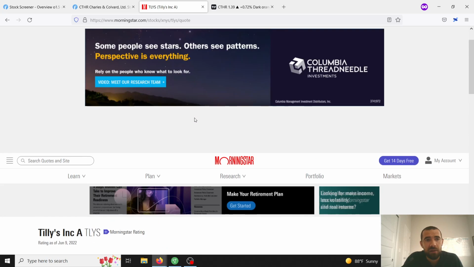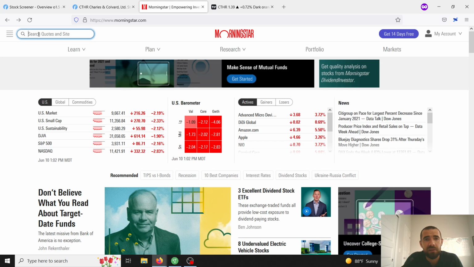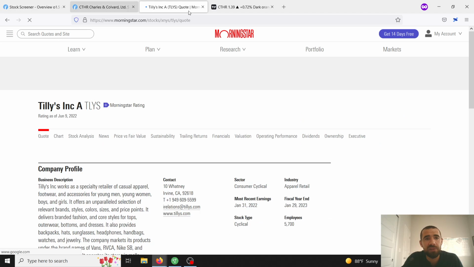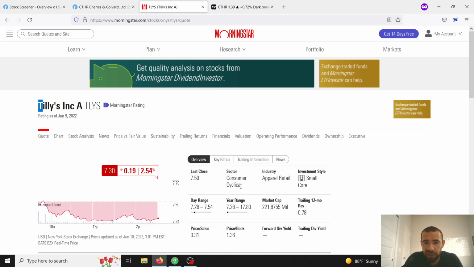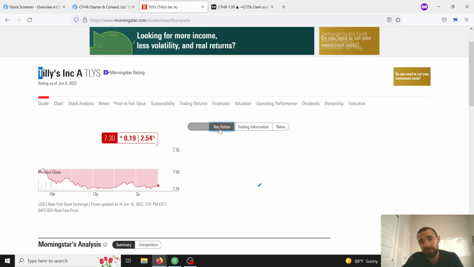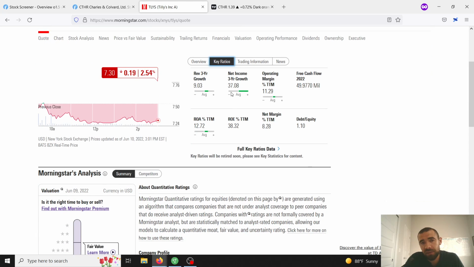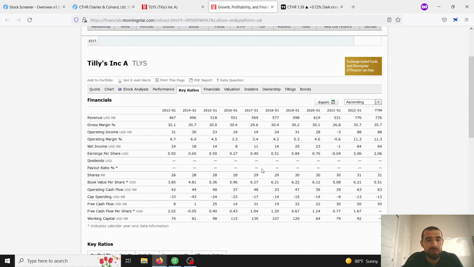So whenever you get to the homepage right there, you just type in your quote here in the top left corner, and you move into just this company and the stock page with all the descriptions. What we really would like to go to here is the key ratios. So you get into the key ratios, and we need this full key ratios data. It is very, very usable, a really helpful place to evaluate and see details of the company.